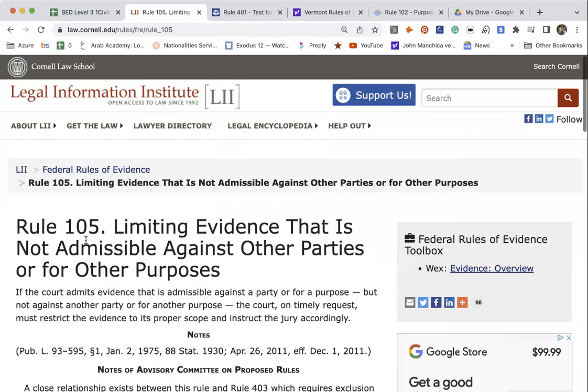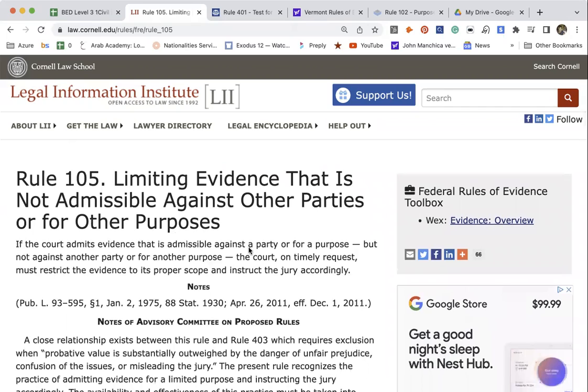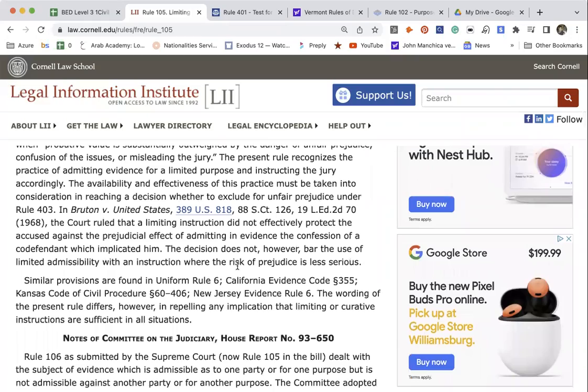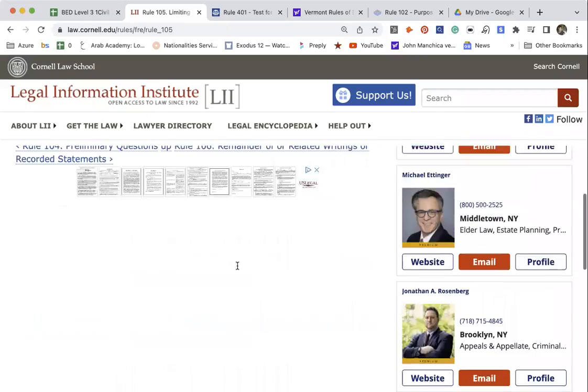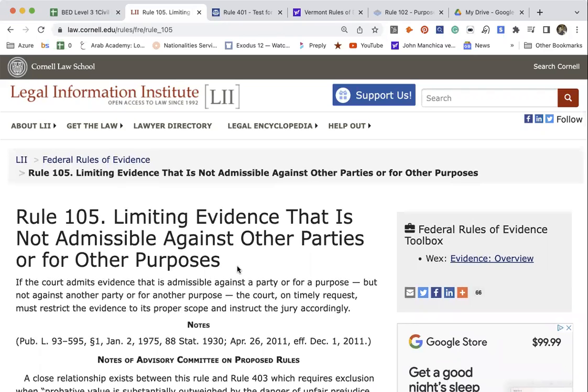So here we have it. Limiting evidence that is not admissible against other parties or for other purposes. So the court can admit evidence that is admissible against a party or for a purpose, but not against another party or for another purpose. The court, on timely request, must restrict the evidence to its proper scope and instruct the jury accordingly. So you have to instruct the jury so that they view the evidence in the proper scope. It is for this party and this purpose. This evidence is not to be used against another party or for another purpose.